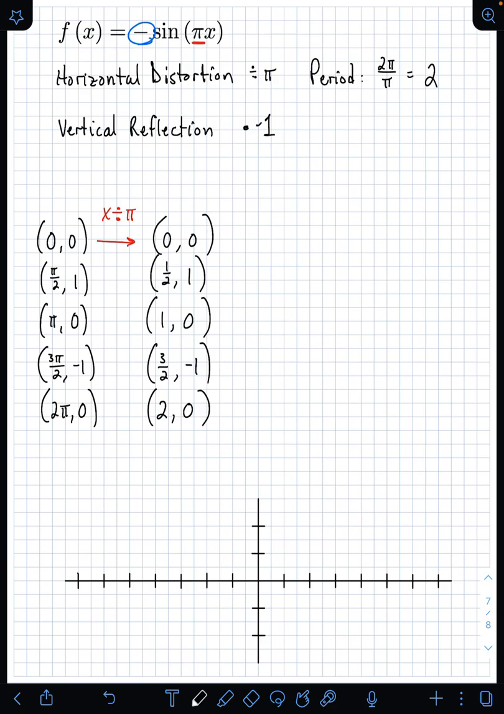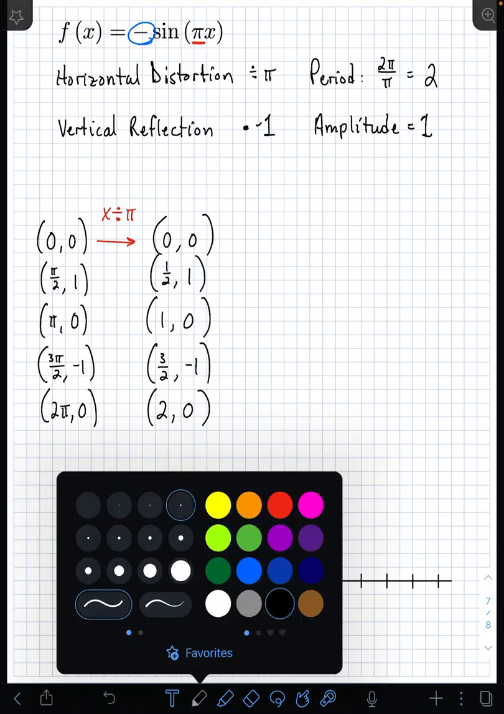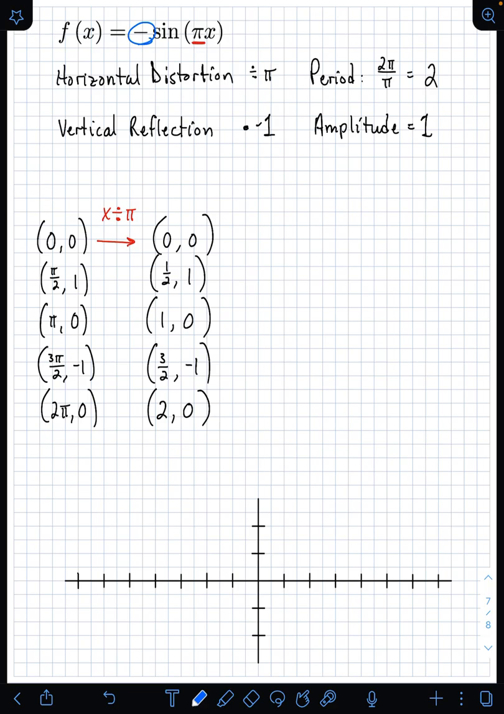Now, an interesting thing is that it doesn't actually affect the amplitude. The amplitude is still 1, but it does affect the order of the wave. That is to say, sine normally starts at its midline and then goes up. The vertical reflection is going to cause this to actually go the other way.